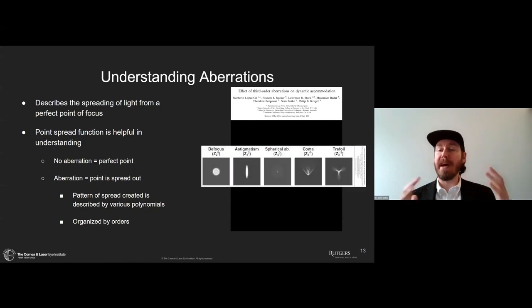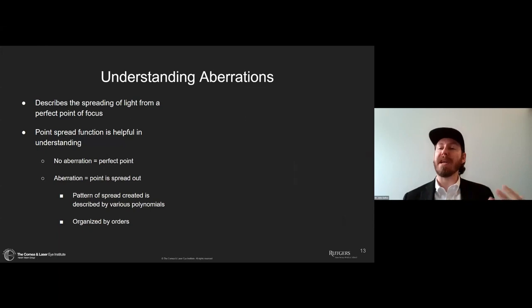Now, we can define these shapes of the spreading of light in different ways, and we call them different things based on the pattern. So we have defocus and astigmatism, and then things like spherical aberration, coma, and trefoil, the more complex shapes that these point spread functions can spread into.